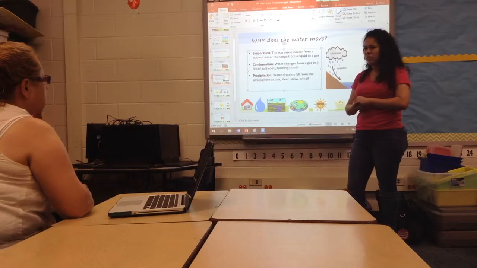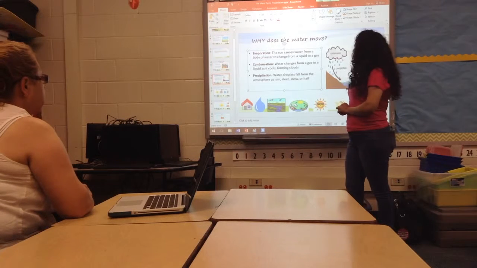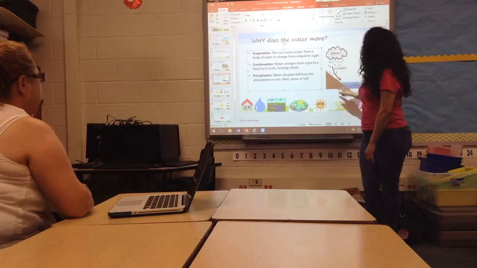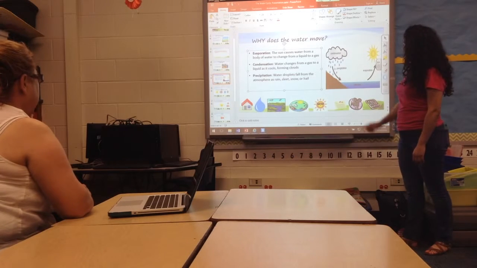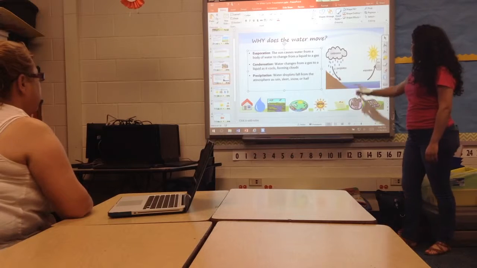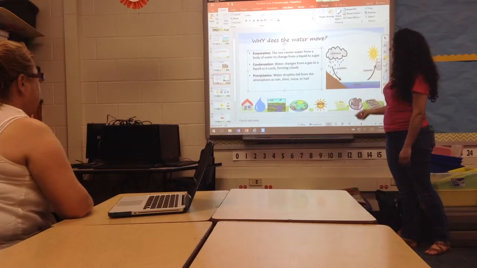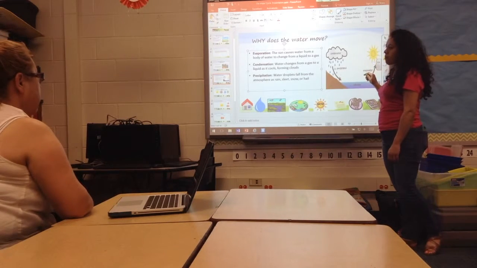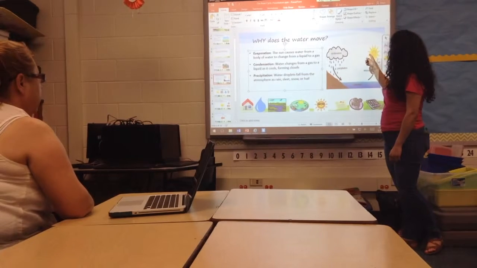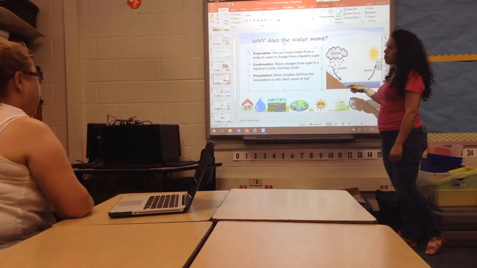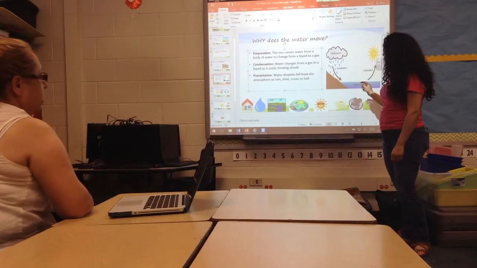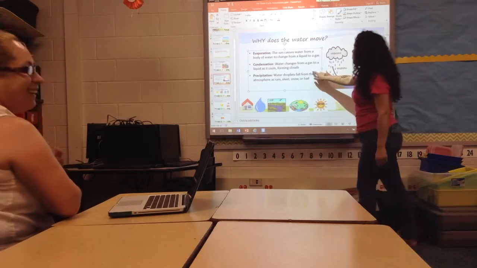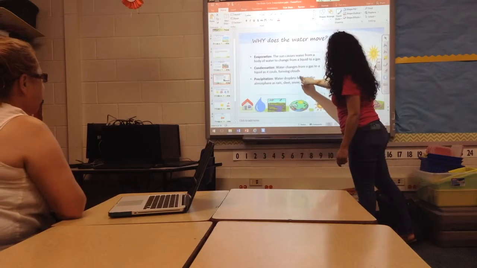Can you give me an example of that? What do you see here? I see that water is in the river, then it's coming up, and then the sun. I think the sun makes the water go to the clouds, and then it starts raining, something like that. Okay, yeah, maybe. We'll see in a little bit if that's correct.